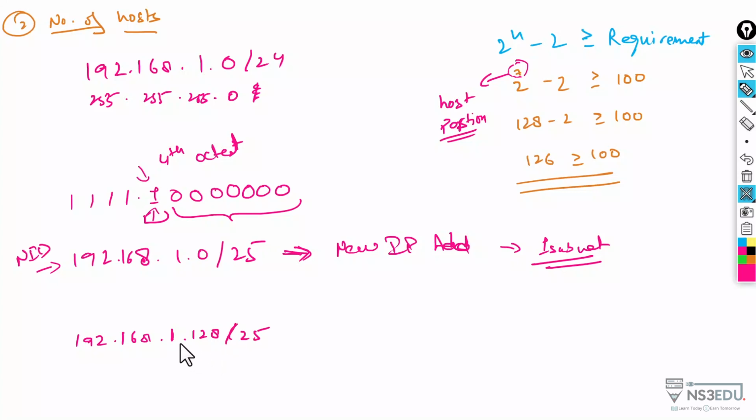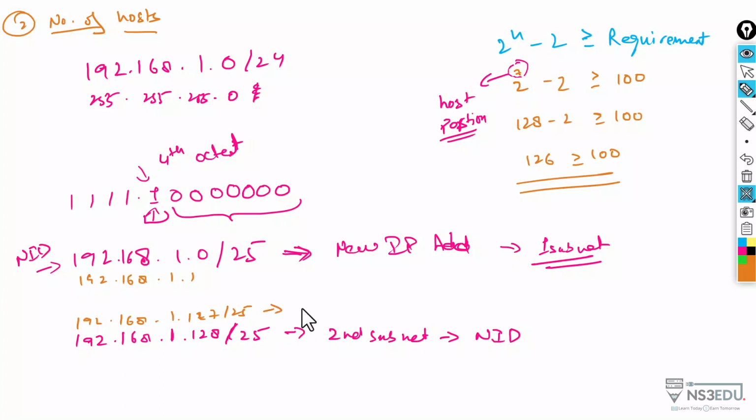Okay, .128/25. This is the second subnet, and this is the network ID of the second subnet. Okay, between these there are multiple IPs: 192.168.1.1, yes, 1.2, 1.3, 1.4, and you will end at 127/25. That is going to be the broadcast IP.